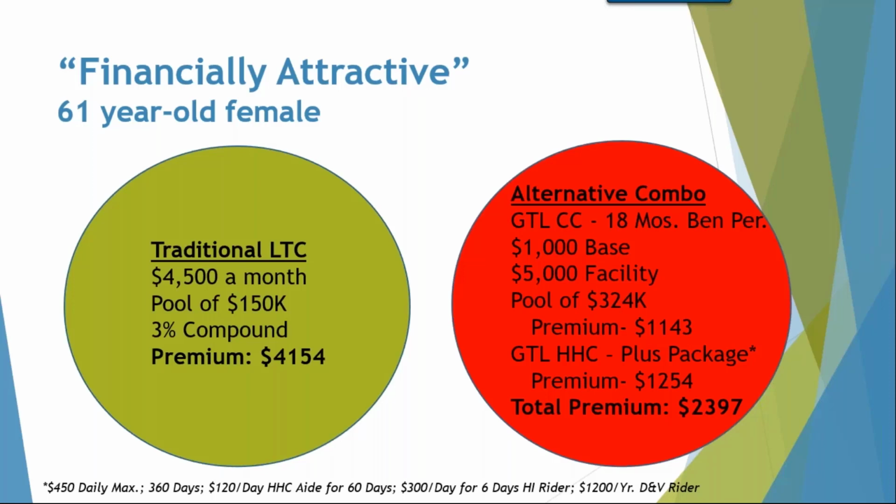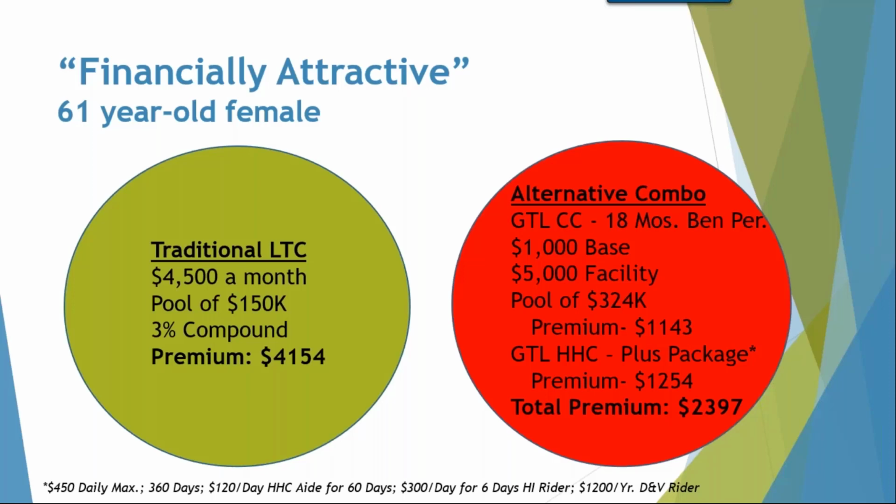Now, if that person's not healthy enough, or even if they are, but let's pretend they're not quite healthy enough to get traditional long-term care, but they showed an interest, look at what you could do over on the right-hand side. In that red circle, you could get the GTL Critical Cash, that critical illness plan that I talked about that I like so much that we helped design. And you could have an 18-month benefit period, $1,000 for the base benefit, and a $5,000 facility benefit for that catastrophic if they need to go to a nursing home. The pool of money there could be $324,000, and the premium's only $1,143 annually.